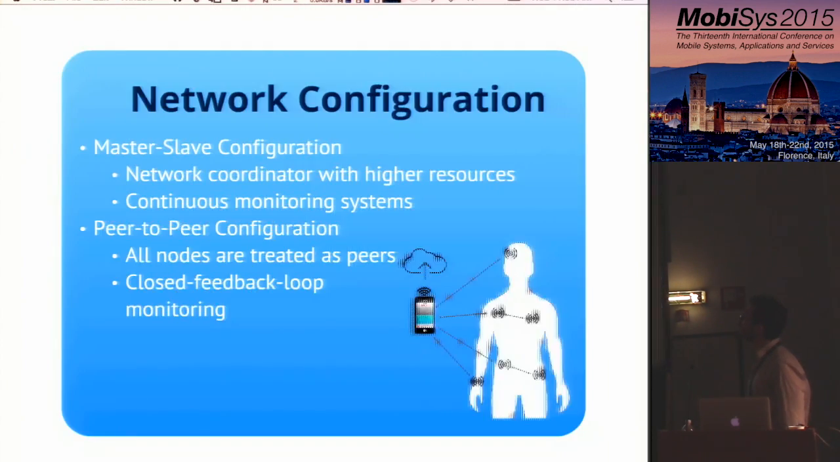And UWare supports two different network configurations. We have master-slave, where we have a network coordinator with higher resources, such as a smartphone, for example. This is perfect if you want continuous monitoring of data coming from the body. Or we also have a peer-to-peer configuration in which all nodes are treated as peers, for example in closed feedback loop applications when we need nodes to talk to each other.